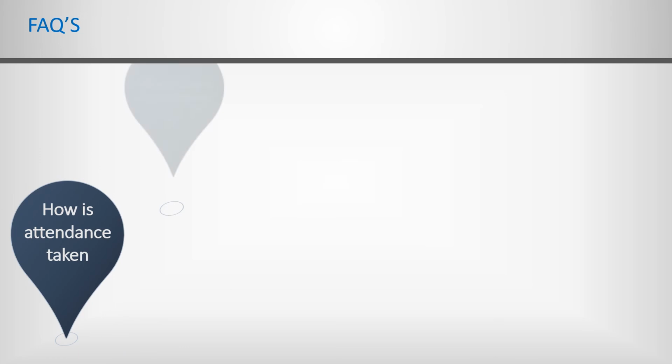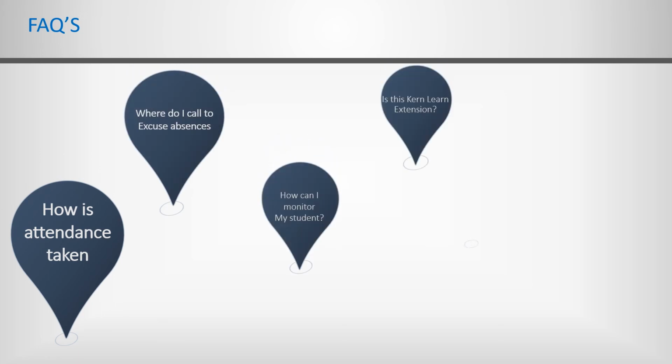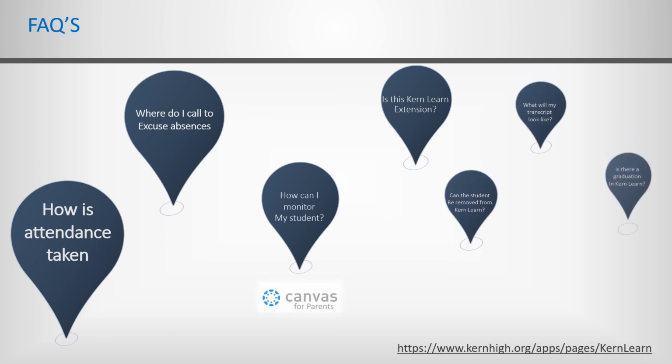Frequently asked questions. How is attendance taken? Attendance is taken by the amount of work the student submits. It is important that the student logs on every day and submits assignments regularly. Where do I call to excuse absences? Kern is a form of independent studies and there are no excused absences. Students should make arrangements with their teachers to make up any missed work.